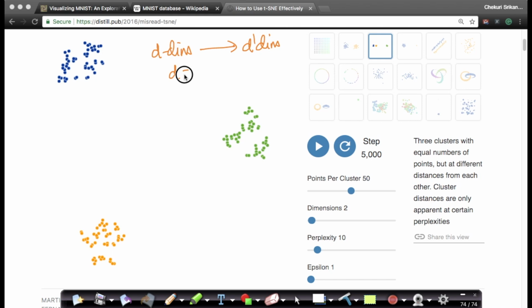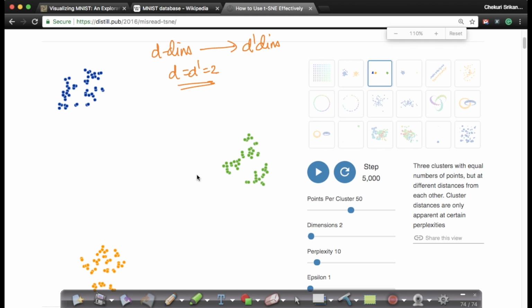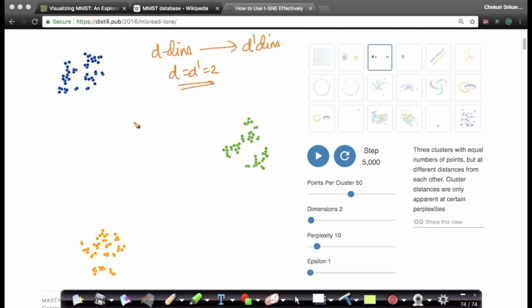So I have original data. Remember, this is only to understand how the algorithms are working. Okay, so what distill.pub has done is it has taken a bunch of interesting data sets. So let's go through them.